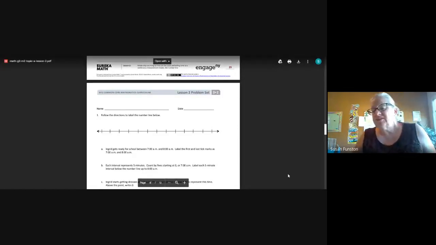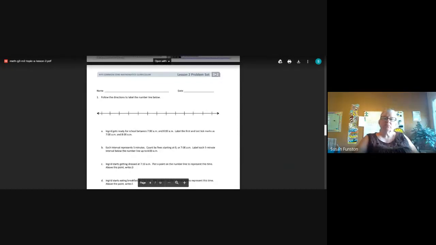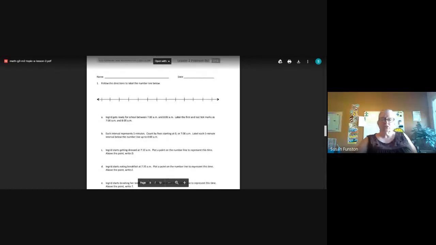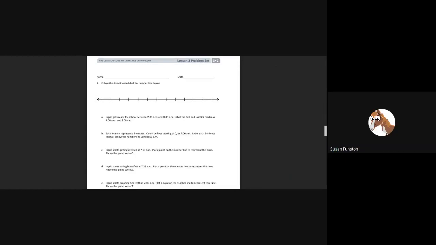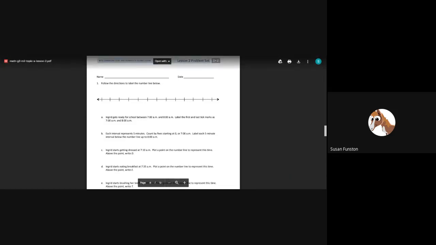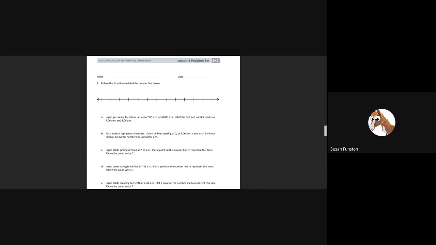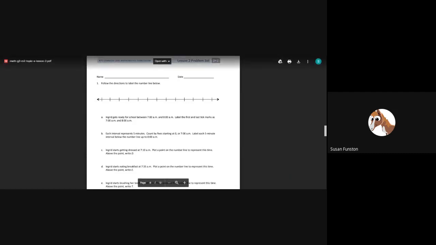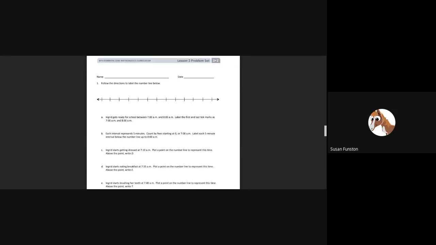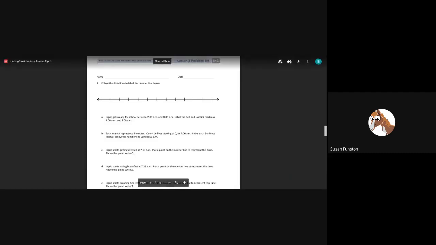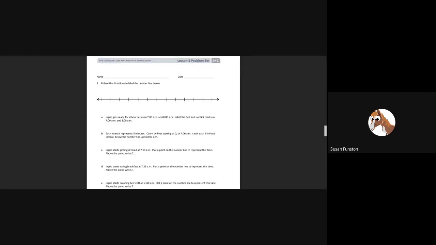So we're going to be using this number line. Follow the directions to label the number line below. All right, Ingrid gets ready for school between 7 a.m. and 8 a.m. Label the first and last tick mark as 7 a.m. and 8 a.m. So the first one is right here. We're going to call that 7 a.m. And our last one is right here. We're going to call that 8 a.m. So that's what you're going to do for A. You're going to label this first mark as 7 a.m., the second mark as 8 a.m.